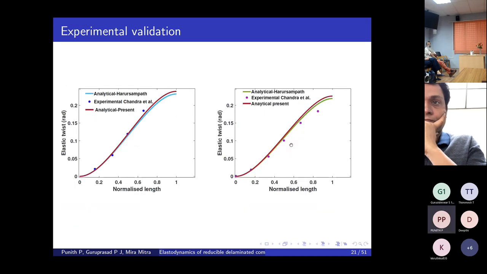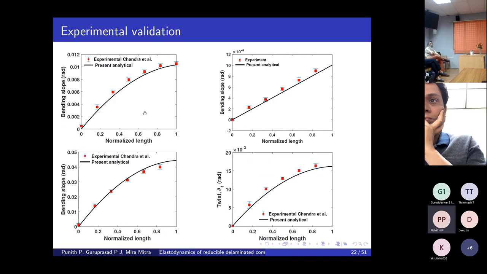And we have even performed the static validation with the experimental results that were reported by Chandra and others. So our model was able to closely predict the experimental results as well. This was for an I section beam for which the stiffness validation was shown earlier, and this one was for a box section beam. Again, we have validated for various loads.